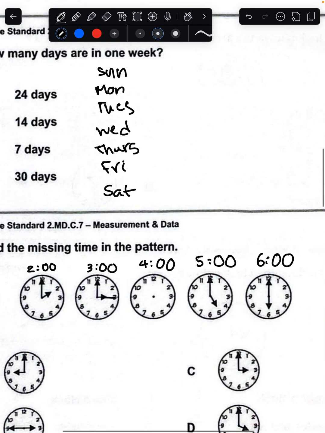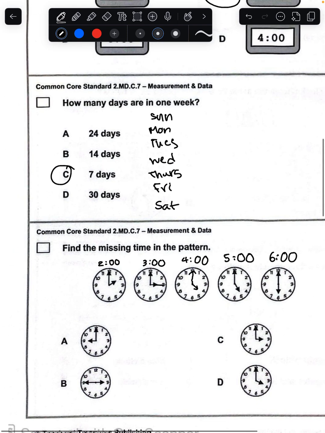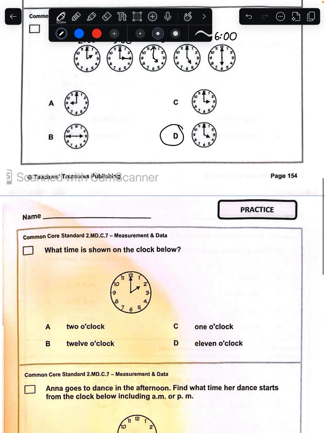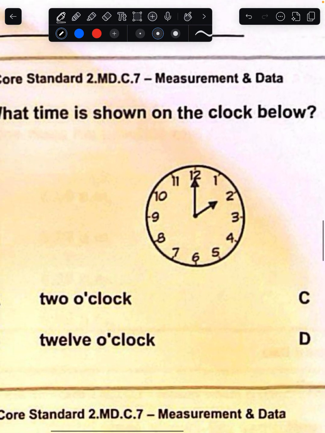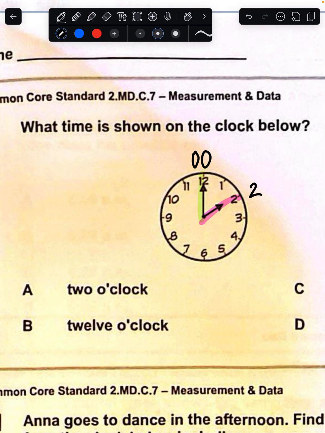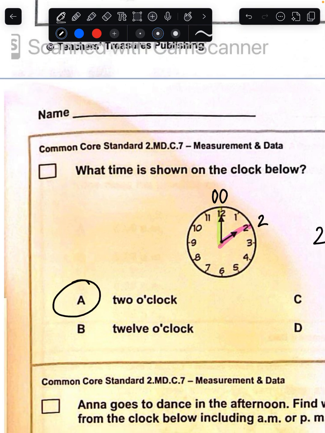So now how do we draw it? Again, like all the other ones, the long hand goes on the 12, and the hour hand, the short hand, goes on the 4. So it should look like that. So the one closest to it would be D. Next, it asks, which time is shown on the clock? So minute hand, 12 means 0, 0. And the hour hand is just whatever number is on it, so it's 2. So the answer is 2 o'clock, which is A.